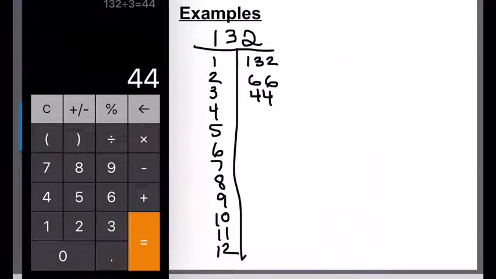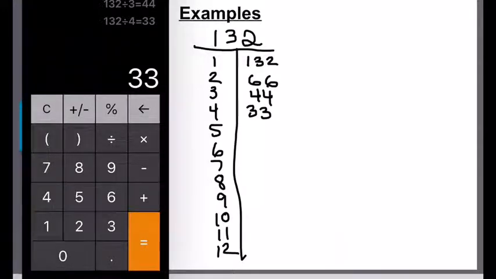The divisibility rule for 4 is if the last 2 digits are divisible by 4, the whole number is divisible by 4. The last 2 digits in 132 are 32. 4 times 8 is 32, so 132 is divisible by 4. 132 divided by 4 equals 33. So 4 times 33 is 132. That is my next factor pair.